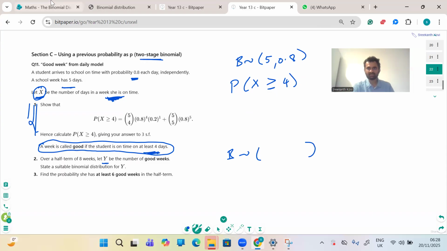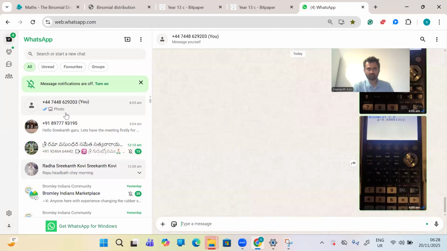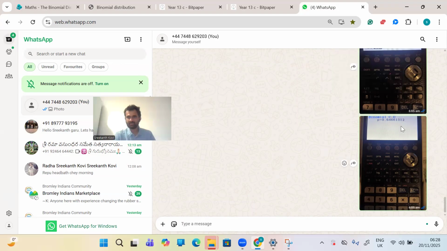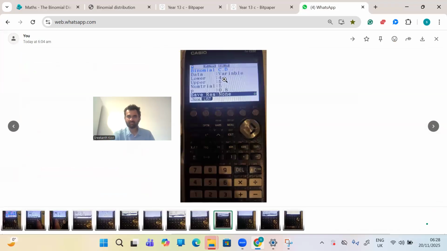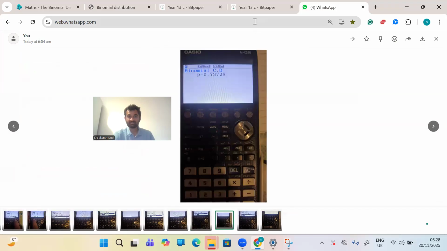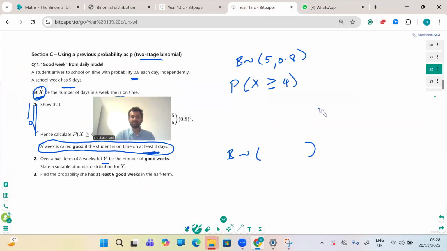If you use the calculator, at least 4 times successful. Lower bound is 4, upper bound is 5, and the total number of trials is also 5. Sorry, upper bound is 5 and number of trials is 5. You get probability 0.7328 for this. We are done with this one.